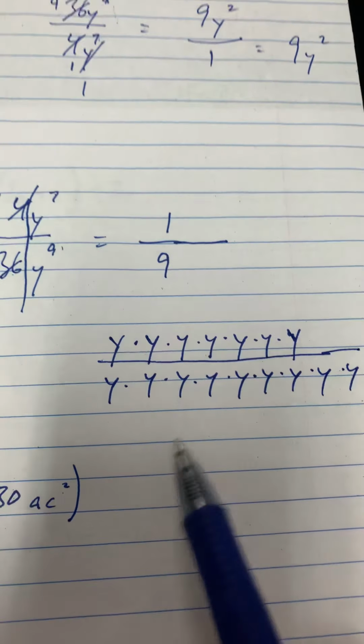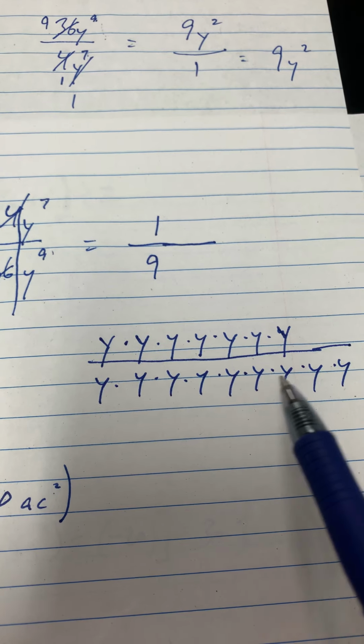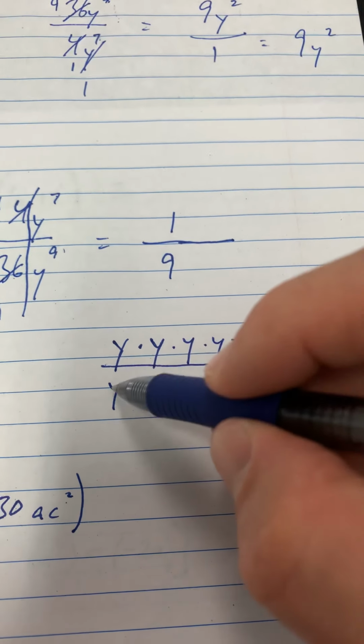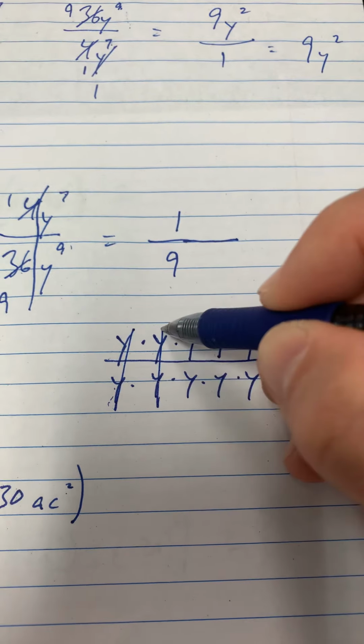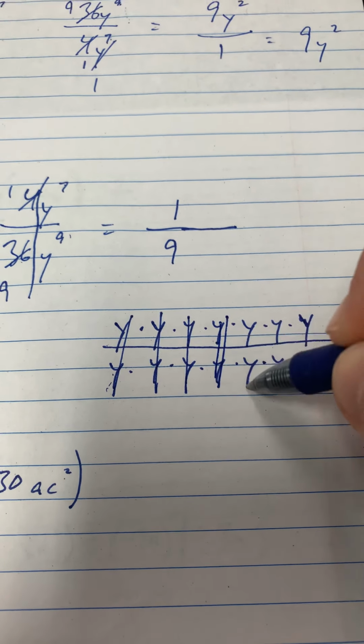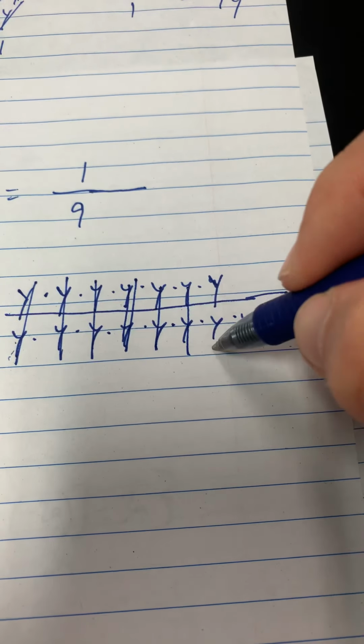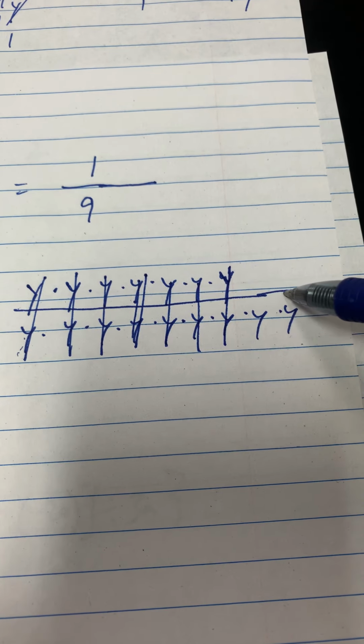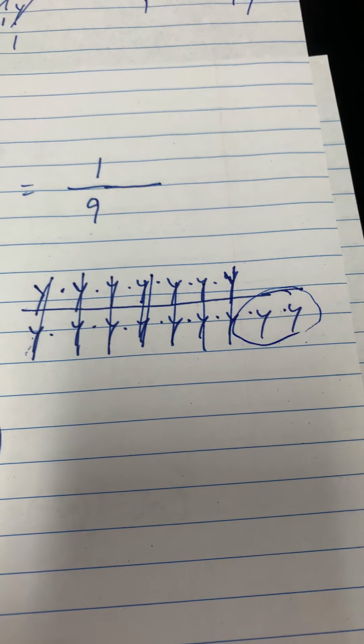Okay, so I got 1, 2, 3, 4, 5, 6, 7, 8, 9. So look what happens. These cancel, these cancel, these cancel. So y divided by y divided by y. They're canceling out, right? Those all cancel out, and I'm left with y squared down here.